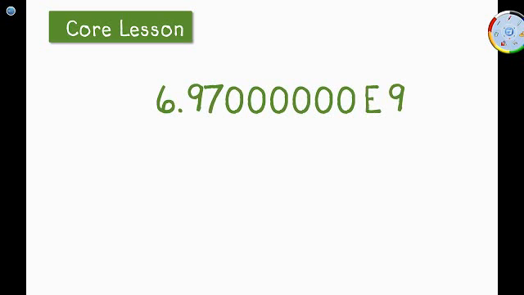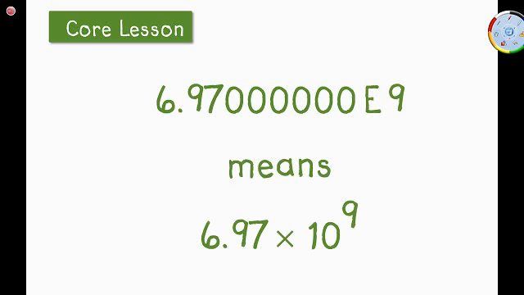All right. So remember this number? I asked you, have you ever seen this on a calculator? What this really means is 6.97 times 10 to the 9th. Calculators can't quite write 10 to the 9th power, so instead they use this E figure. So anytime you see an E and then a number after it, consider E as times 10 to that power. So 6.97 times 10 to the 9th. So this E 9 really equals 10 to the 9th.